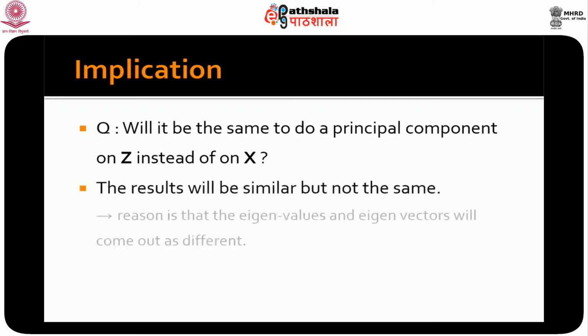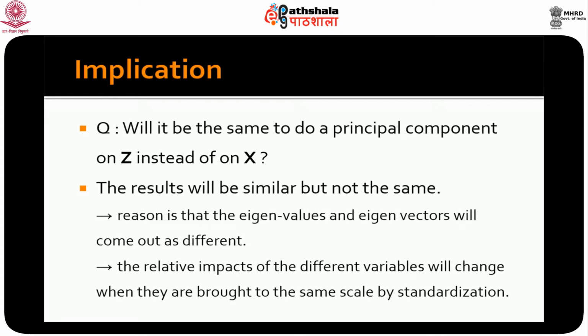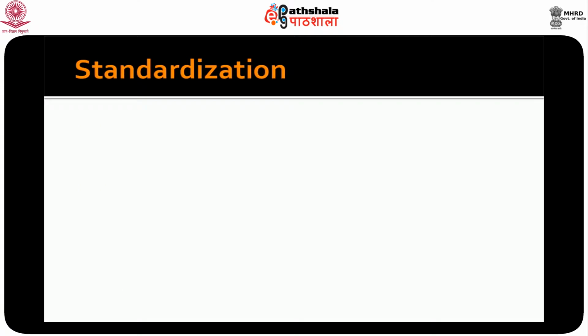Would it be the same as doing the principal component on the original variables? The answer is that they would be similar, but not exactly the same, because the eigenvalues and eigenvectors in this case would come out to be slightly different. This is primarily because once you work with the original variables, they have a certain ordering in the sense that they have different weightage. A variable may be large, another variable may be small, etc. But once you standardize them, these advantages or disadvantages are neutralized and they have a different type of impact overall. So, that is why the results would be somewhat different in this case.